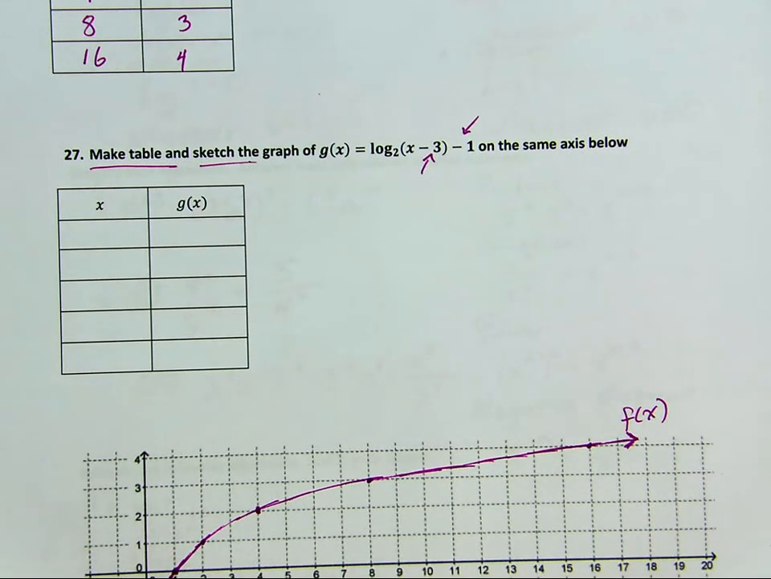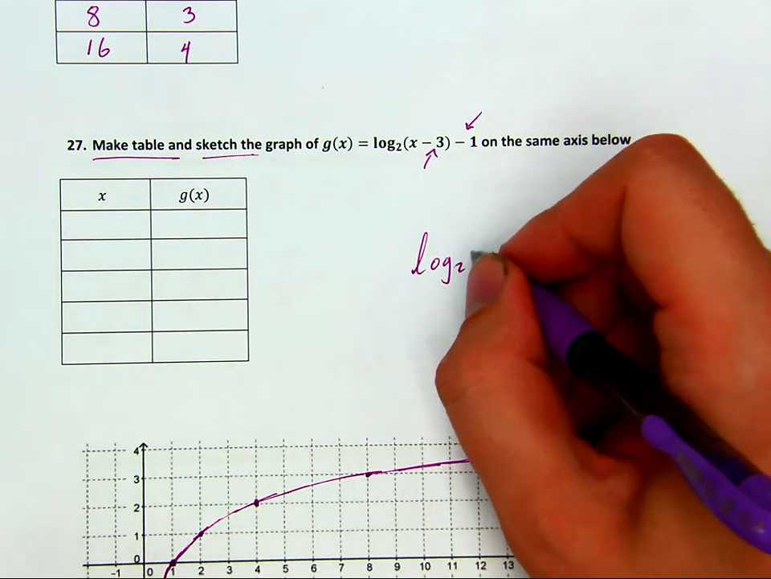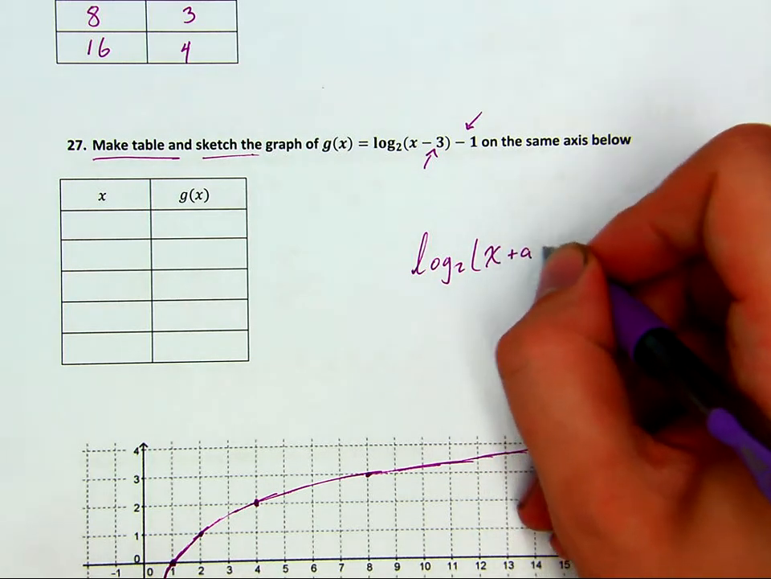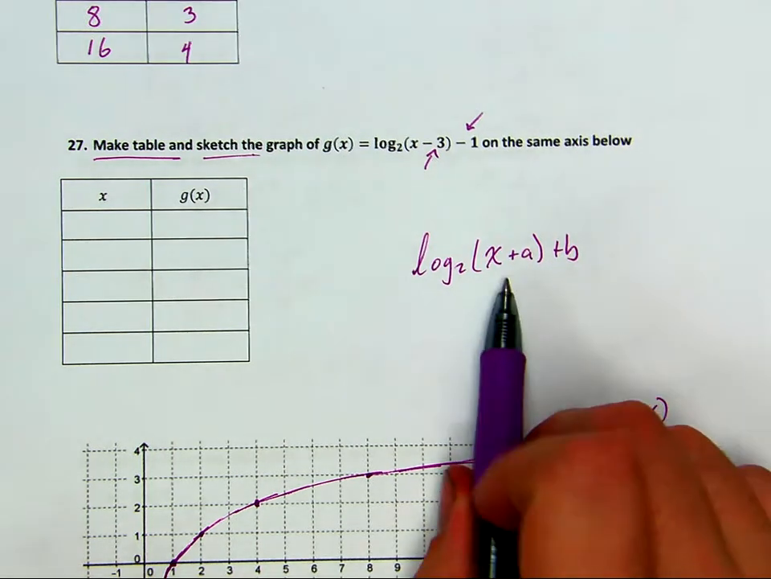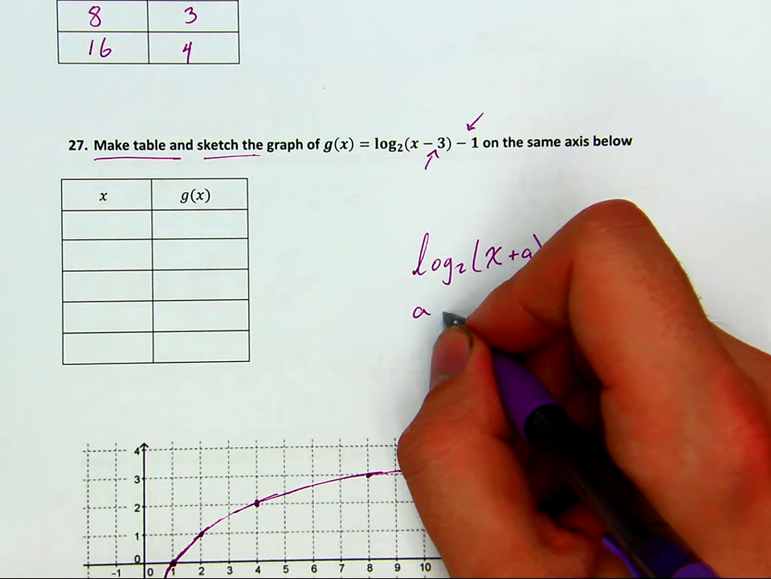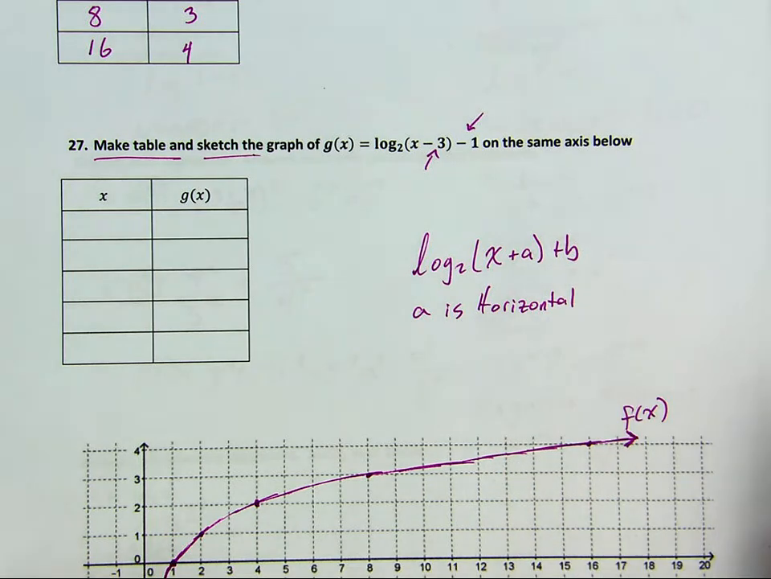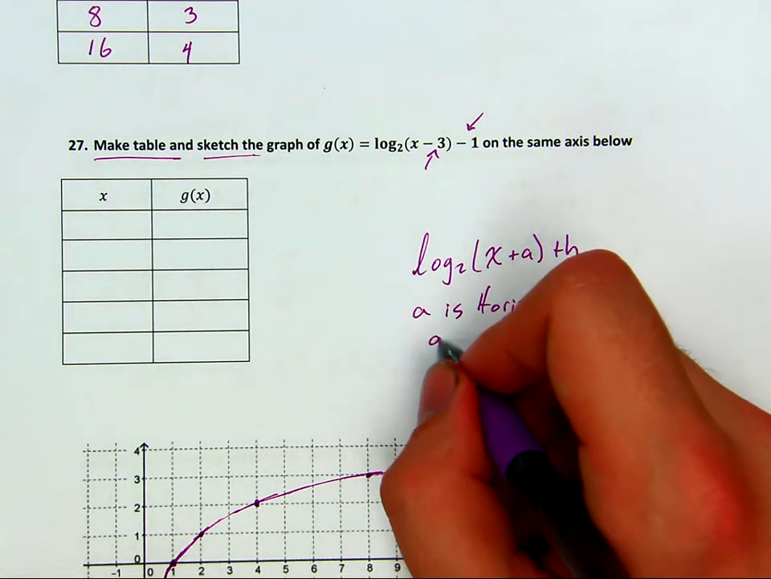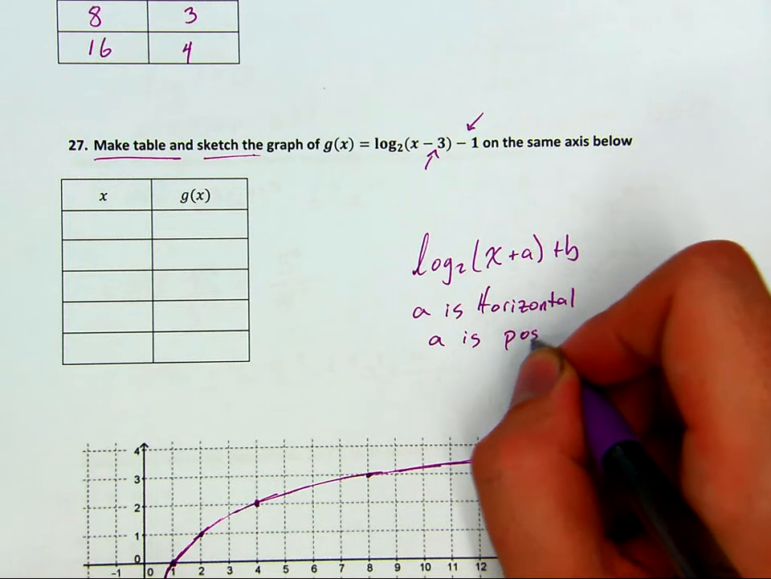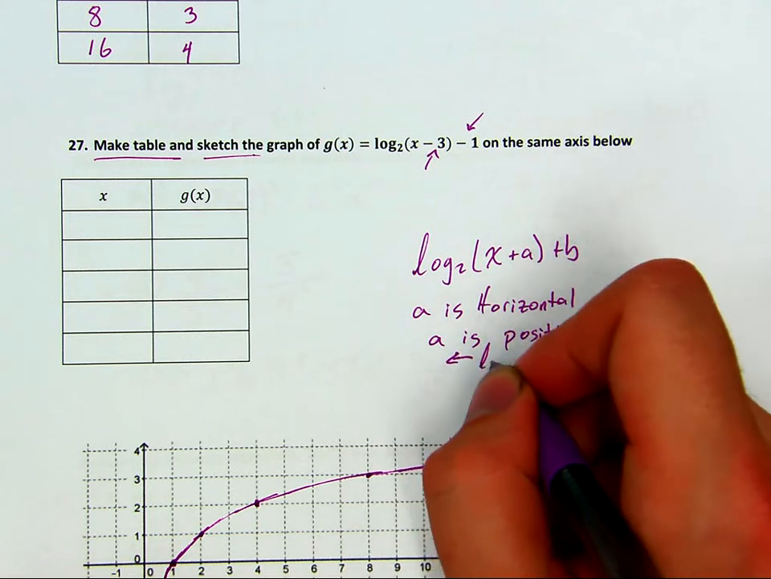So for this number on the inside, let's write log base 2 of x plus a, plus b. Now that a value is going to be the horizontal shift. In this case, if a is positive, the graph is going to move to the left. But if a is negative, the graph will move to the right.